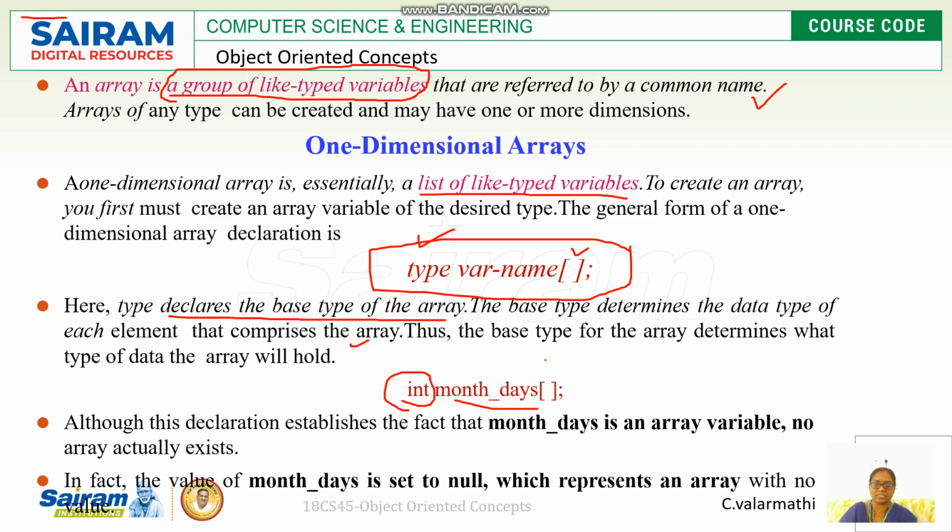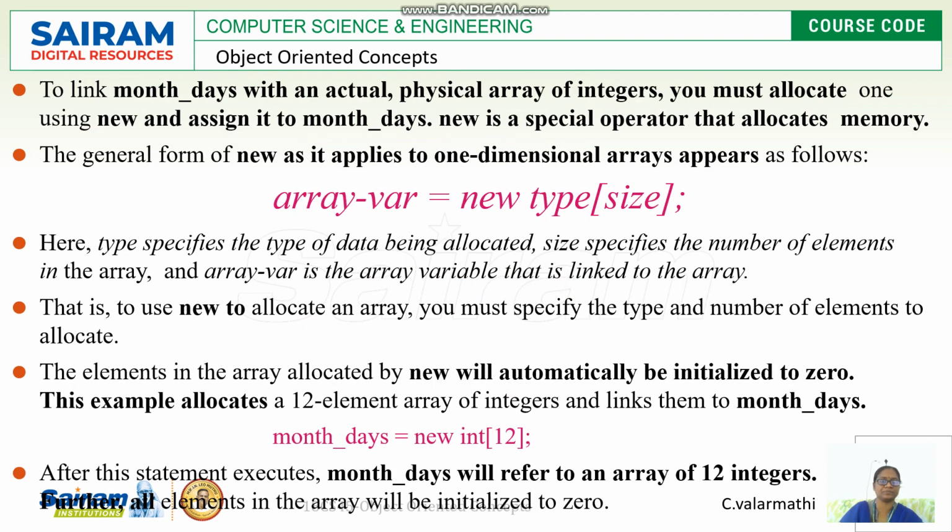It doesn't have any size specified here, so we can leave it, no issue. And this month_days is a variable of the type integer, right? So this is the declaration of one variable. Next, how we can assign it: month_days is actually a physical array of integers, and it will be assigned to month_days, right?